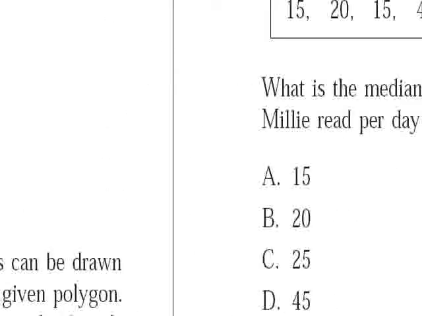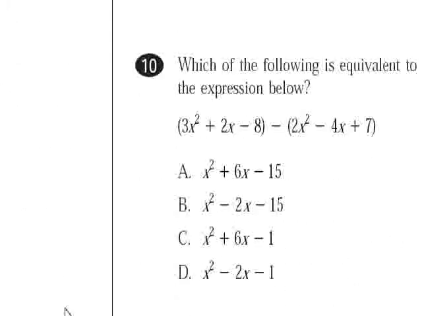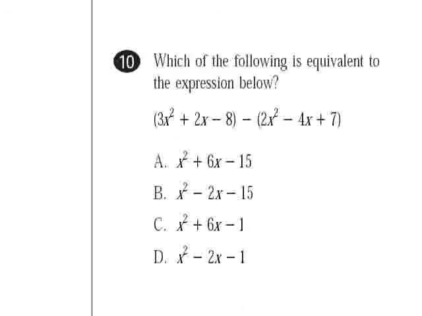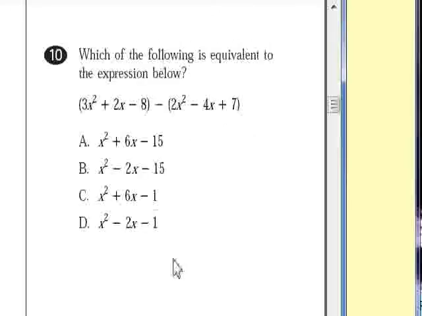I'm kind of having issues with my computer right now, but problem 10. Let's see if I can bring this over without shrinking it too much. It says, which of the following is equivalent to the expression below? The expression below is 3x squared plus 2x minus 8, subtract 2x squared minus 4x plus 7.